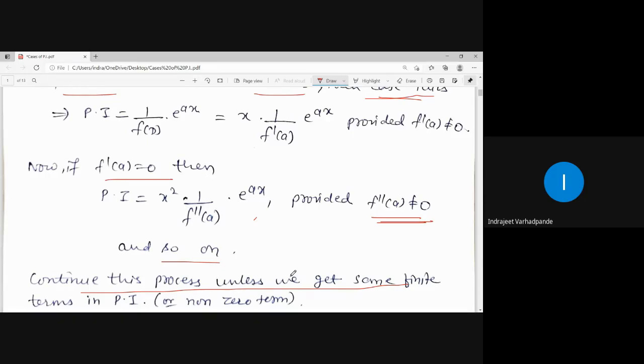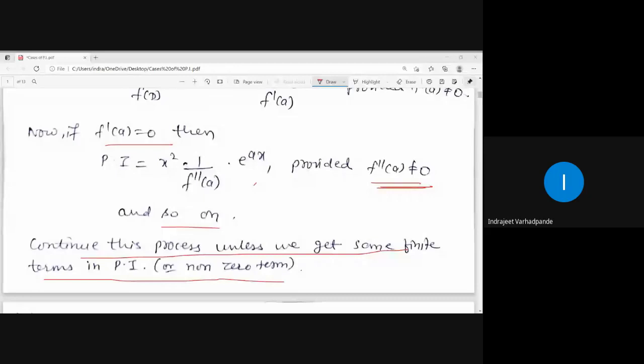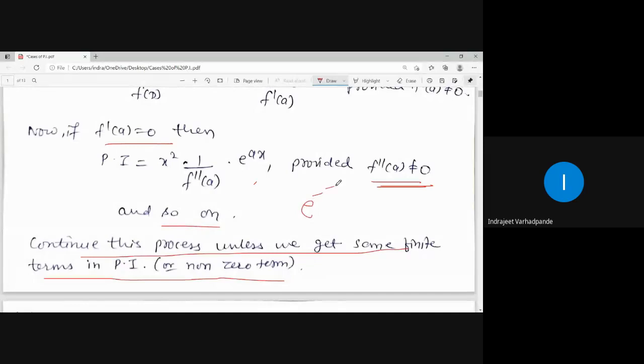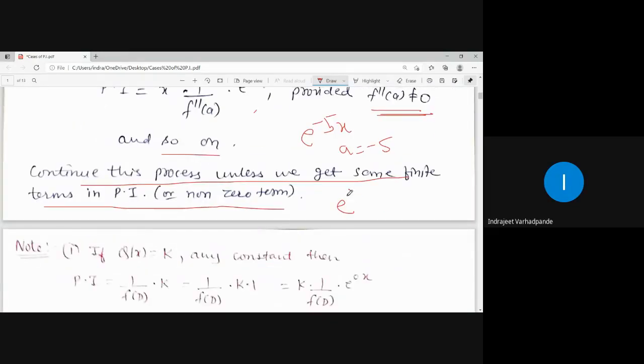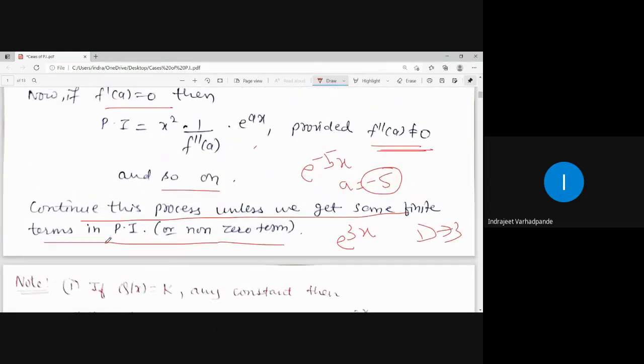In case of e to the power minus 5x as RHS, what is the value of a here? Minus 5. So a is equal to minus 5. In case of e to the power 3x, what is the value of a here? 3. So replace D by 3. Replace D by minus 5. Clear? Written up to this? Yes, sir. Yeah. Next.